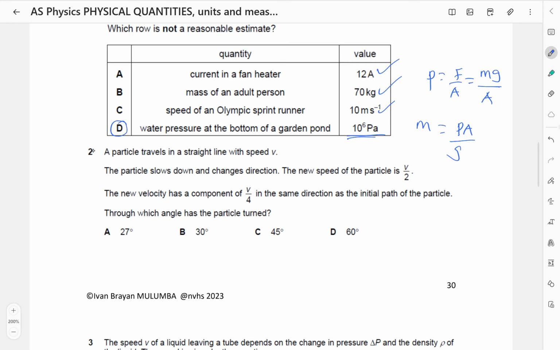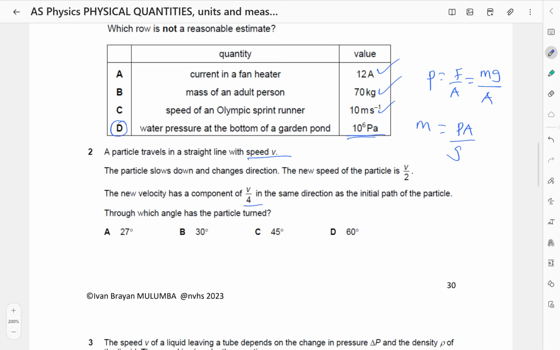The particle travels in a straight line with a speed v. The particle slows down and changes direction. The new speed of the particle is v over 2. The new velocity has a component of v over 4 in the same direction as the initial path of the particle. Through which angle has the particle turned?